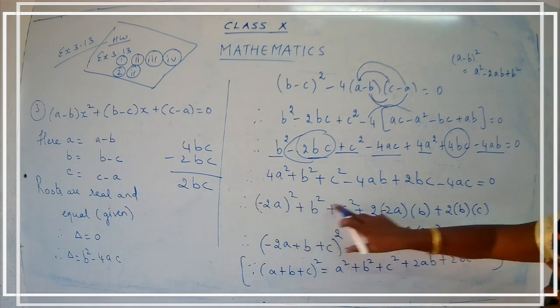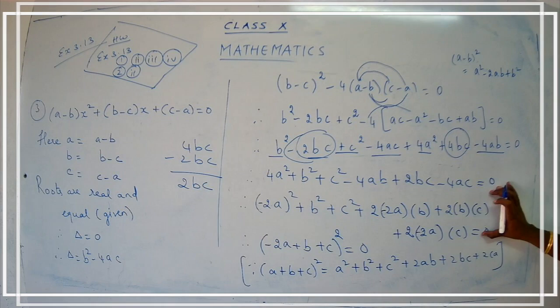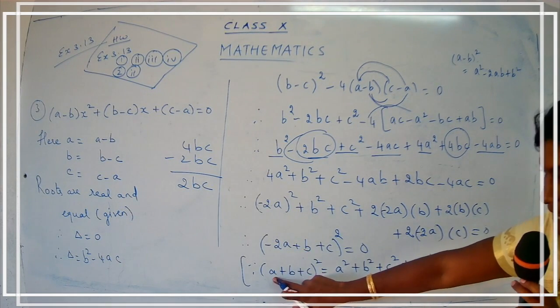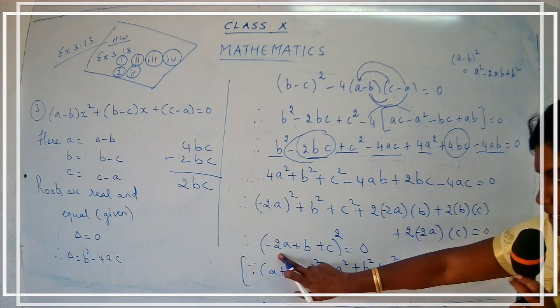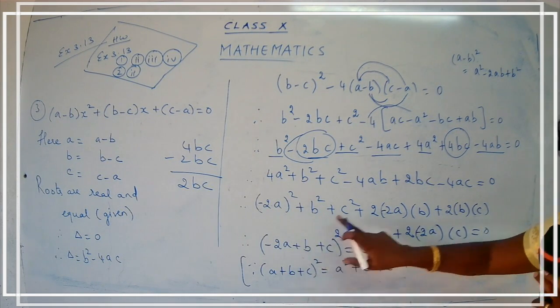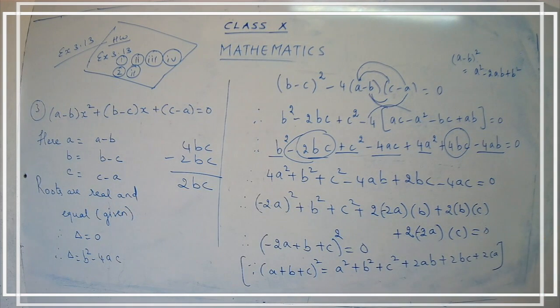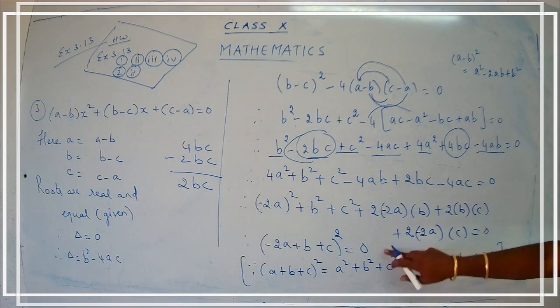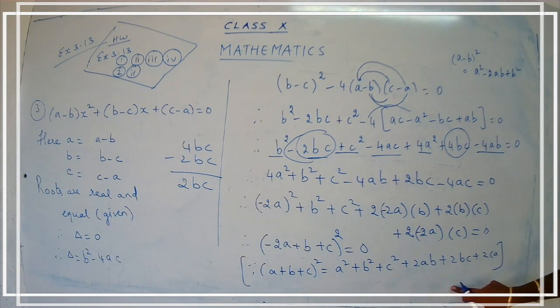So then what is all this? This is the expansion of minus 2A, that is A. What is A? Minus 2A. What is B? B. What is C? C, whole square. So what do you get? Minus 2A plus B plus C whole square is equal to 0. I have just taken the formula, take down the formula.